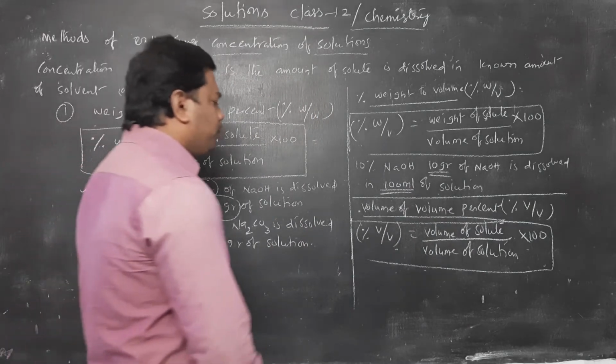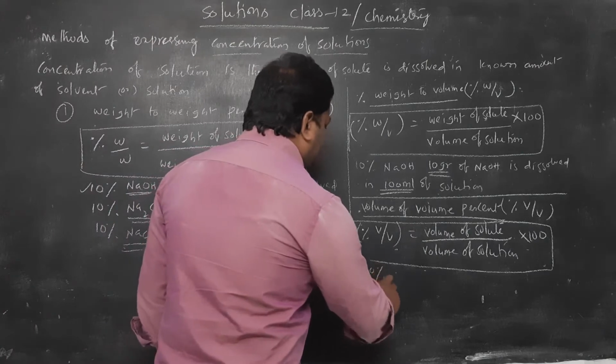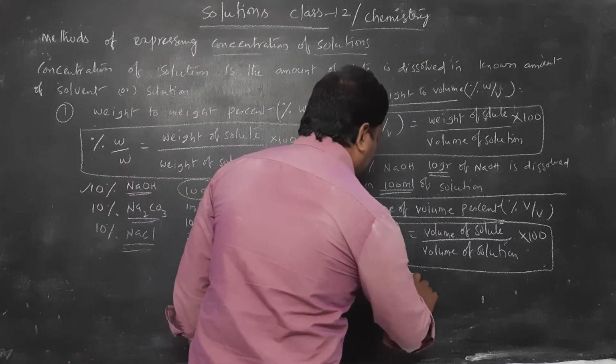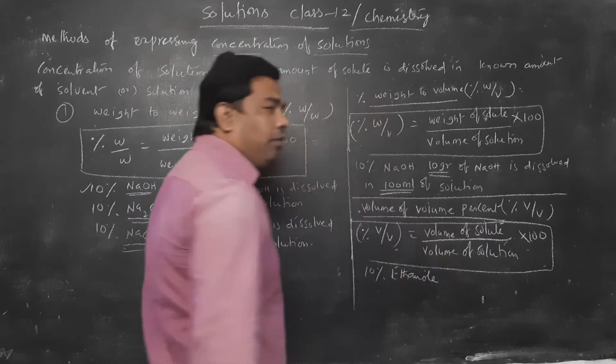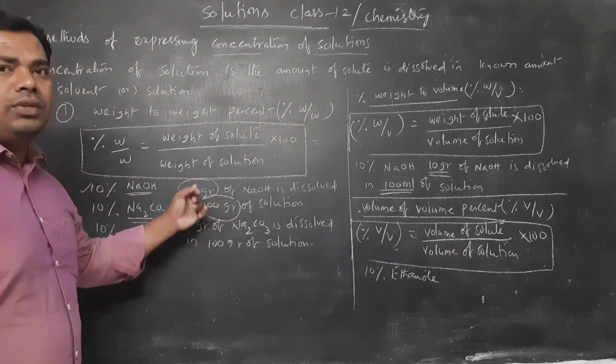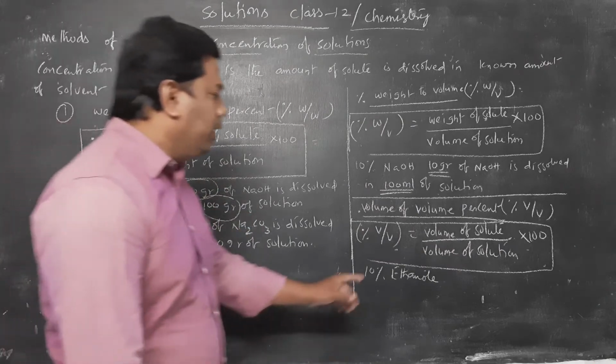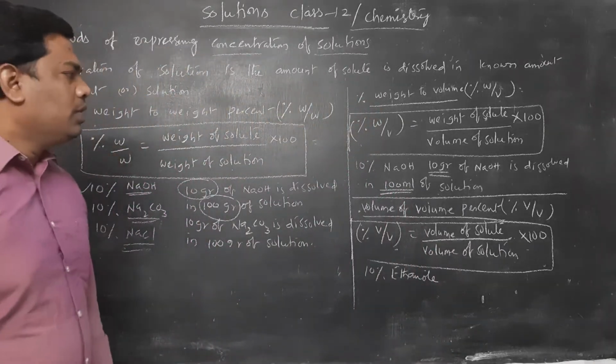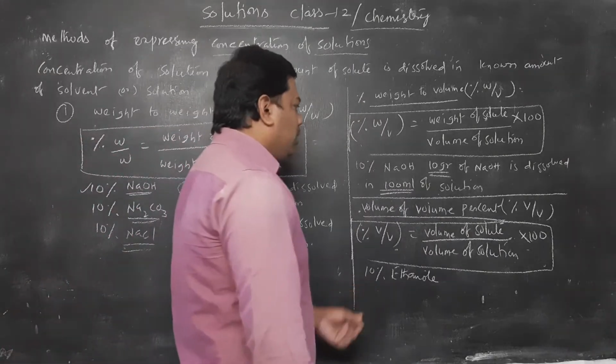For example, 10% of ethanol. Here ethanol is a liquid, so we are not taking solid materials. We will take only liquid material. So here it is ethanol, 10% of ethanol.